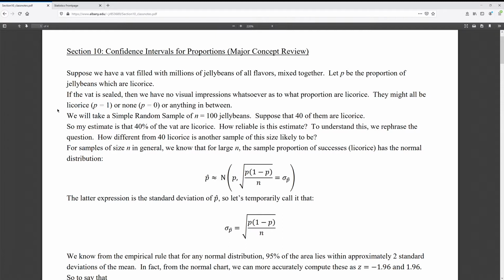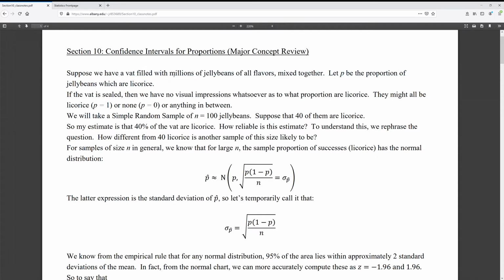So for the sake of argument, let's suppose that we have a vat filled with millions of jelly beans of all flavors, nicely mixed together. Thoroughly mixed together, so that basically any handful that you pull out is effectively a simple random sample. We don't have that to worry about. It's not like the licorice has gravitated to the bottom and the lemon has gravitated to the top and so forth. They're all mixed together, so that any handful you pick out is basically a simple random sample.